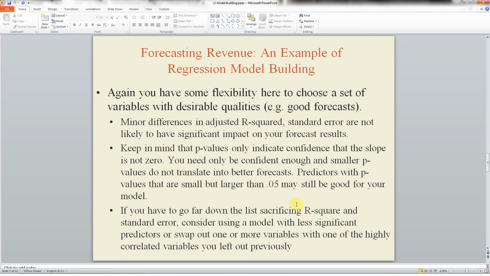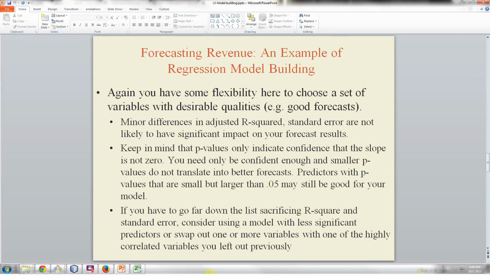We want to keep in mind that our p-values don't actually tell us so there's an overall p-value for the model, and then there's a p-value for each individual slope. And each individual slope's p-value really only tells us how confident we are that the slope is not zero. So just having lower p-values doesn't mean better. It just means more confident. And so you just need to be confident enough. So if we have to fiddle around by sacrificing a little bit of p-value or R squared or standard error, it's okay.